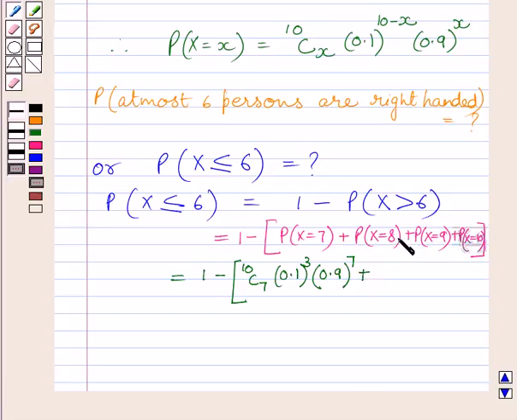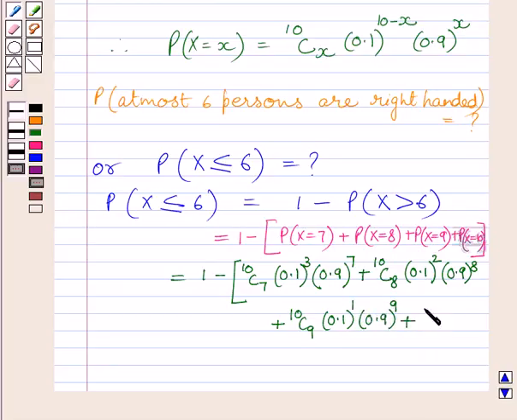Similarly, we can find the value of probability of x is equal to 8 by substituting 8 for x in right hand side of this expression, and we get 10C8 0.1 raised to the power 2 multiplied by 0.9 raised to the power 8 plus. Now we will find the value of probability of x is equal to 9. We will substitute 9 for x in this expression, and we get 10C9 0.1 raised to the power 10 minus 9, that is 1, multiplied by 0.9 raised to the power 9.